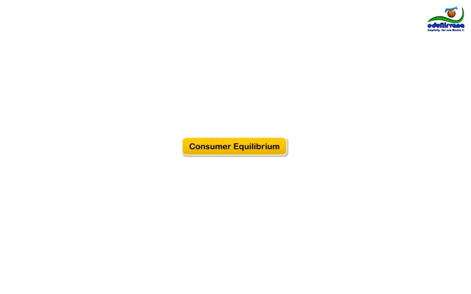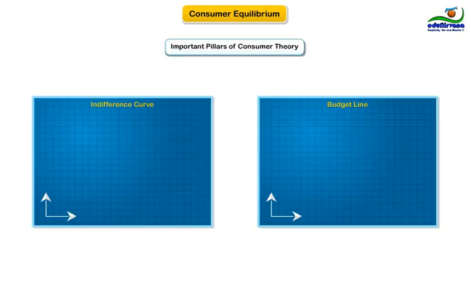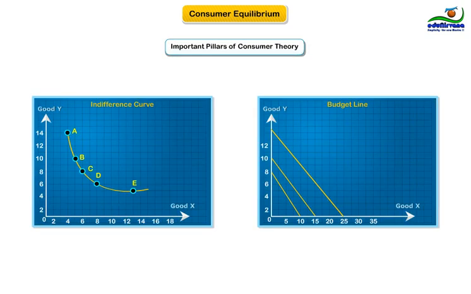Consumer equilibrium. So far, we have learnt two important pillars of microeconomics, the indifference curves and the budget line. The indifference curves map the consumption of two goods or services at various levels of satisfaction or utility. And the budget line maps another dimension, the budget of the household or consumer, which identifies the boundaries of the products and services that the household or consumer can afford to buy.